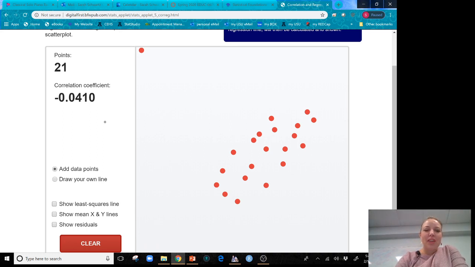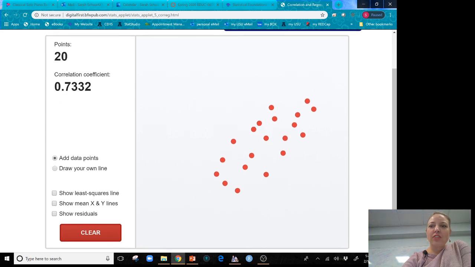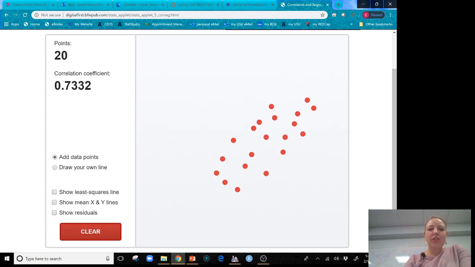Okay. Now, we only have like 2 minutes left. I don't want to do a lot more, but here I'm going to get rid of that point. The next chapter we're going to do is regression. Here is the regression line. So this is the line of best fit.